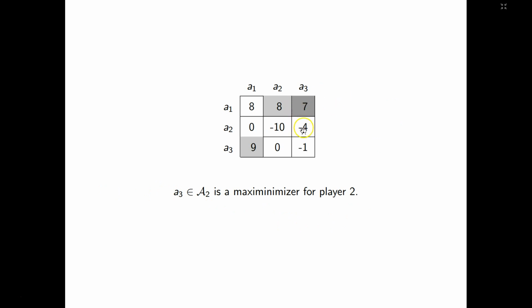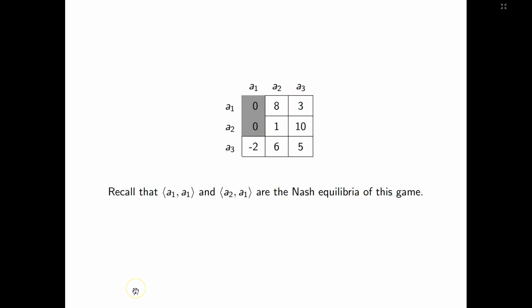So we find that by finding the mins of each action for player 2. So the min for A1, remember there are negations in front of these. The min for A1 is negative 9. The min for A2 is negative 8. And the min for A3 is negative 7. Negative 7 is better than negative 8 and negative 9. So A3 is the maxi-minimizer. Since the maxi-minimizers for player 1 and player 2 coincide at A1, A3, that's the Nash equilibrium of the game.